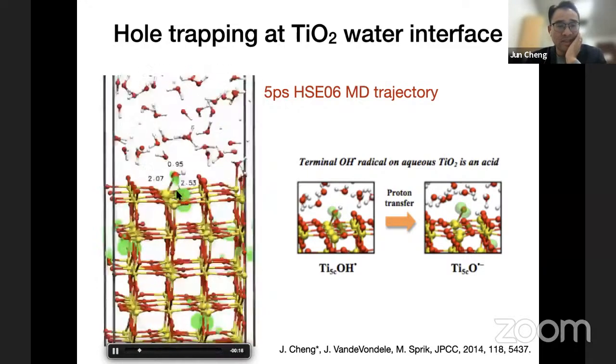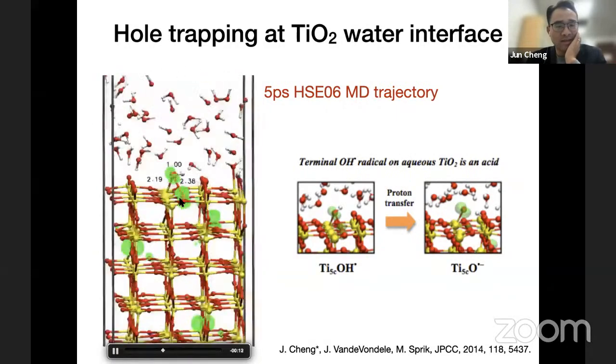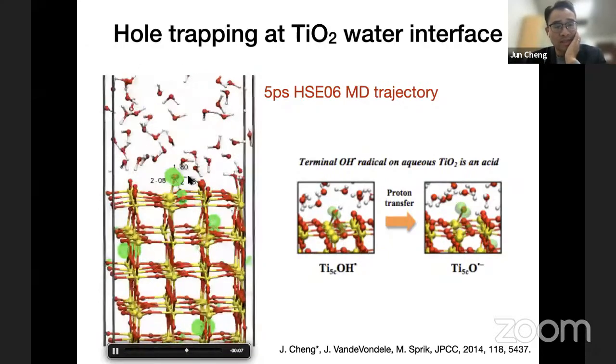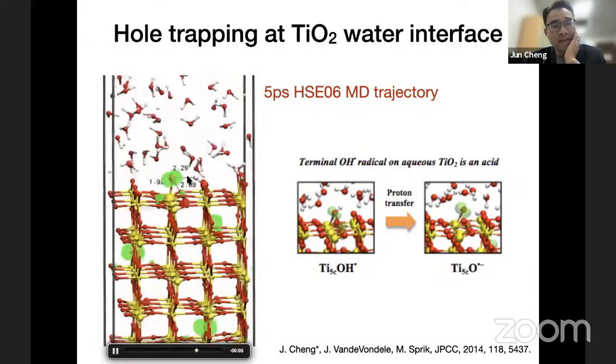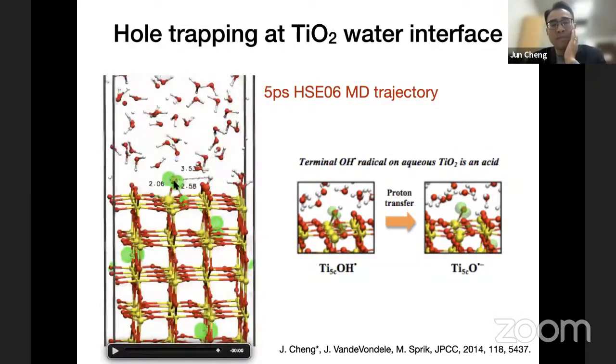You can see this spin oscillating between this OH group and a three-coordinate oxygen on the surface. At some point, you can even see the deprotonation of this OH radical to form an O minus on the surface, and the proton goes to the bridge oxygen. Clearly we can see the hole can be localized on the surface, and we can also see the hole localized on the subsurface and even the bulk oxygen.